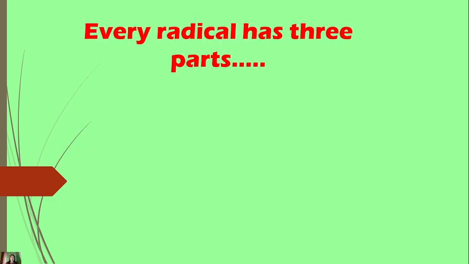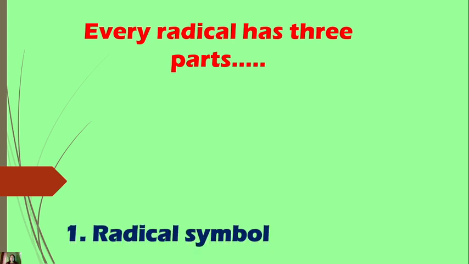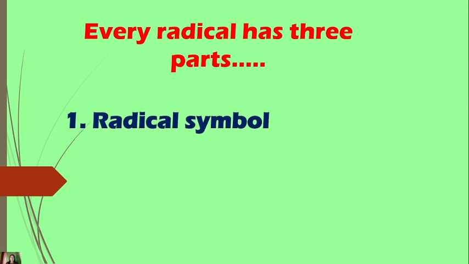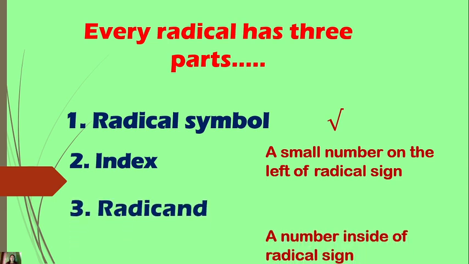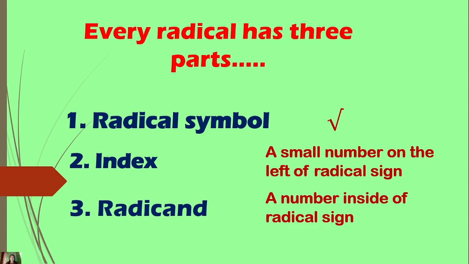Take note that every radical has three parts. The first part is what we call the radical symbol. So that's the symbol for radical. Number 2 is the index. Index is a little or small number on the left of the radical sign. Number 3, we have radicand, a number inside of the radical sign. So these are the three parts of radical.